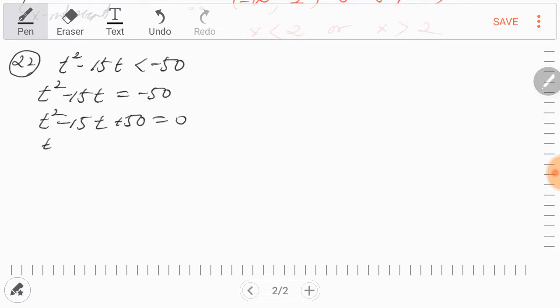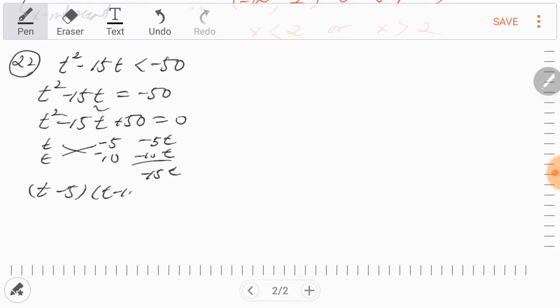Then t times t. 50 is 5 times 10, and both negatives. So this is negative 5t, negative 10t, so negative 15t. Same as the second term. So this is equal to (t minus 5)(t minus 10) is equal to 0, then t equals 5 and t equals 10. So we found two x-intercepts. So plot it on the number line x. So x is 5 or 10.